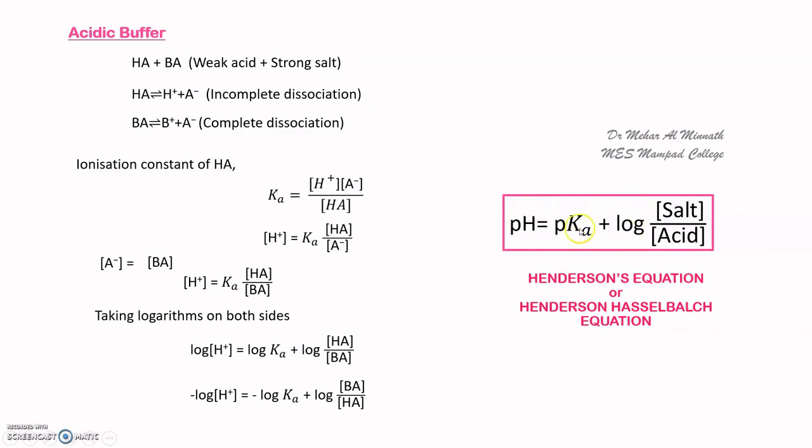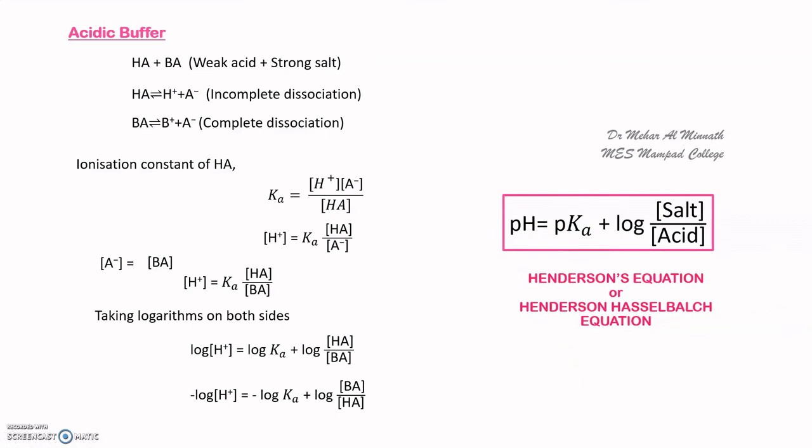Now using this equation, if the concentration of salt and acid is known, we can calculate the pH of the solution. If we want to prepare a buffer solution of a particular pH, we can, using this Henderson equation, determine what must be the concentration of salt and acid which is to be used. So these are the applications and the utility of Henderson's equation.